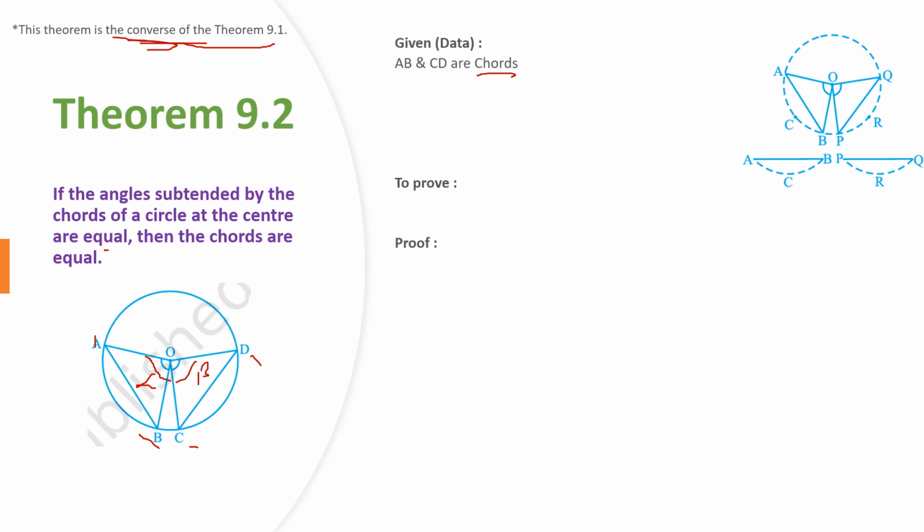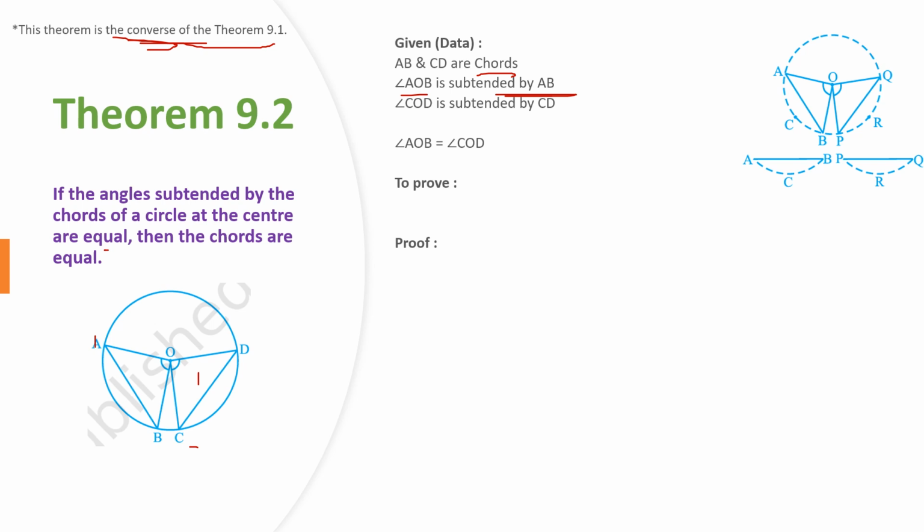Okay, we know for sure they're chords, but we don't know the length of the chords. Then see, this chord is subtending an angle AOB at the center. So angle AOB is the subtended angle of AB. Similarly, angle COD is subtended by chord CD. This is clear, right? Next, go to the next one.